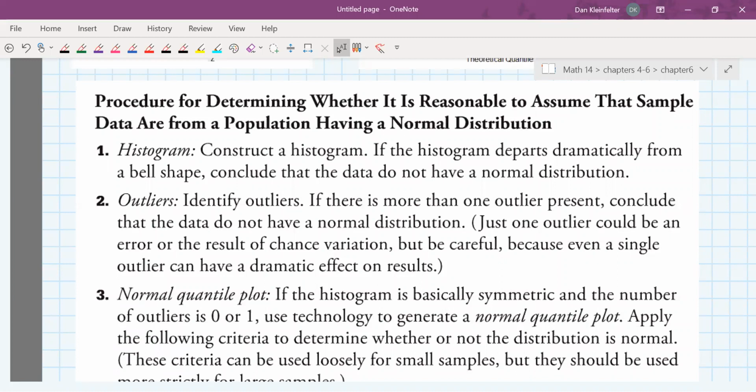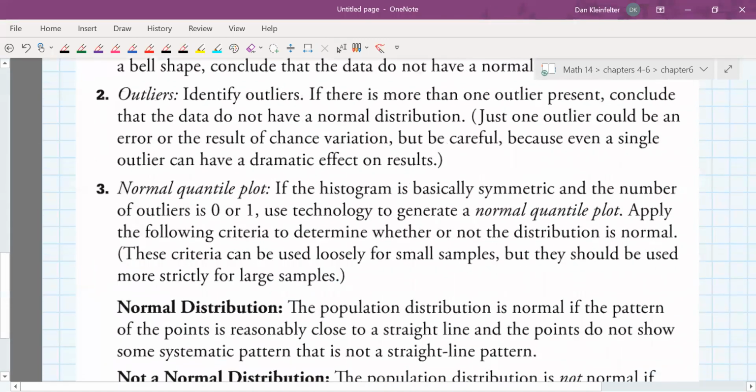You want to take a look at the picture and make an assessment based on how the data looks. One outlier even could have a dramatic effect on results. You want to really weigh carefully whether outliers are legitimate or are the result of some sort of measurement error.